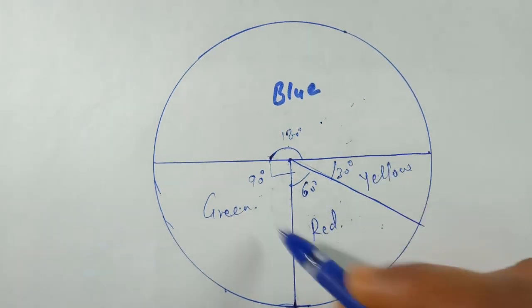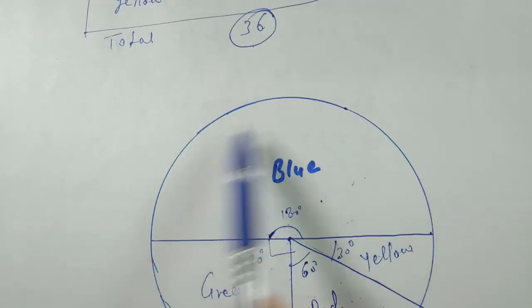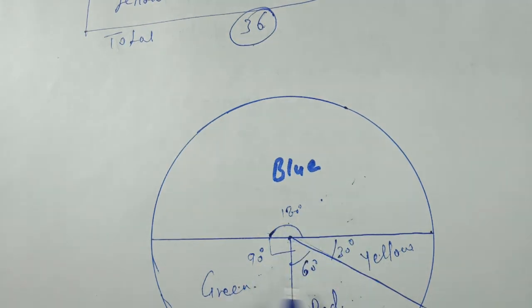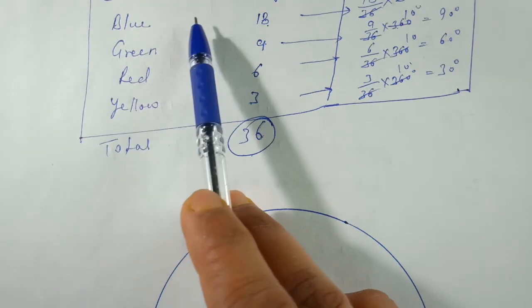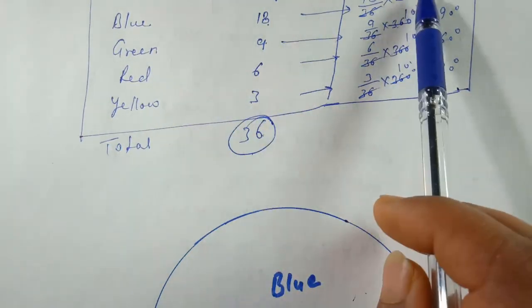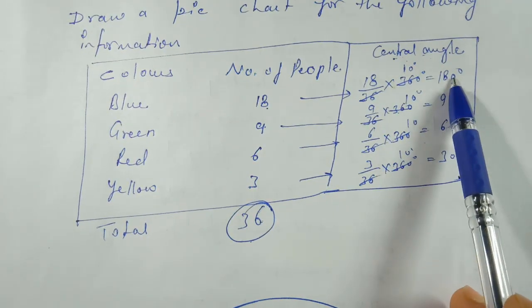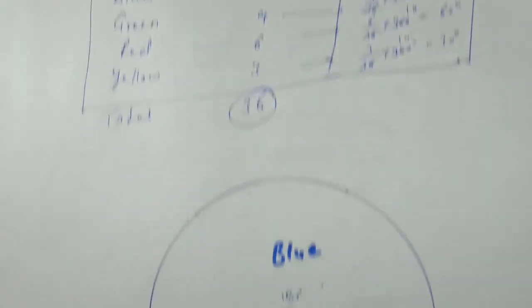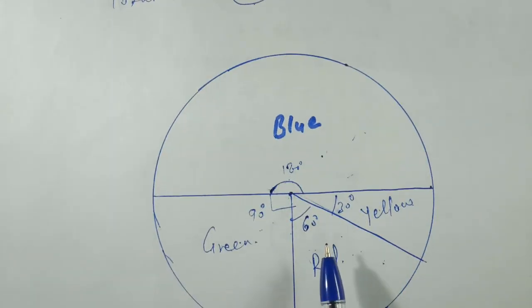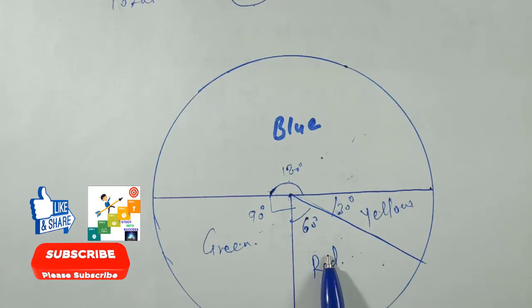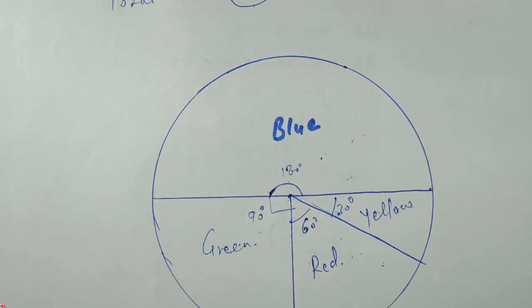This way we can draw the pie chart. In this pie chart we see sectors occupied by blue, green, red and yellow. Whenever any data is given to you, first find the central angles, and on the basis of these central angles you can draw the pie chart using the circle. You can use a set square if the angles are possible to draw with it, or you can also use the protractor. Thank you.